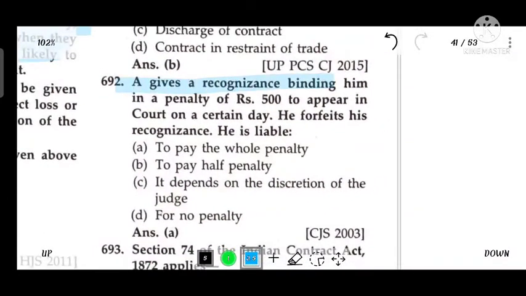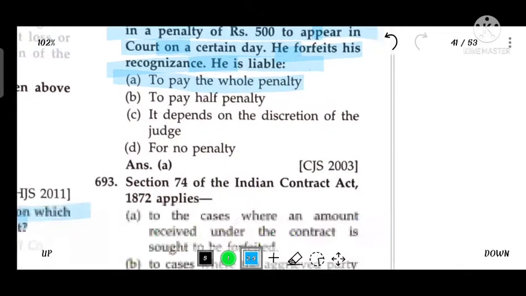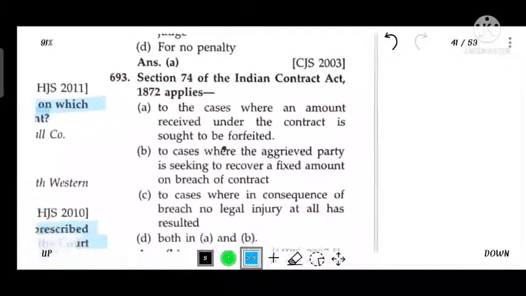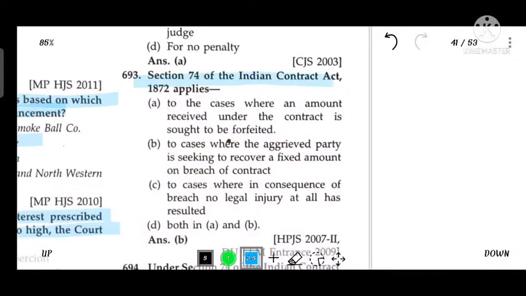A gives a recognizance binding him in the penalty of 500 to appear in the court on a certain day. He forfeits his recognizance. He is liable to pay the whole penalty. Section 74 of the Indian Contract Act 1872 applies to the case where the aggrieved party is seeking to recover the fixed amount on the breach of contract.